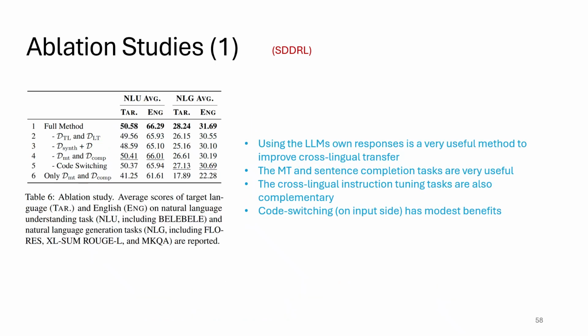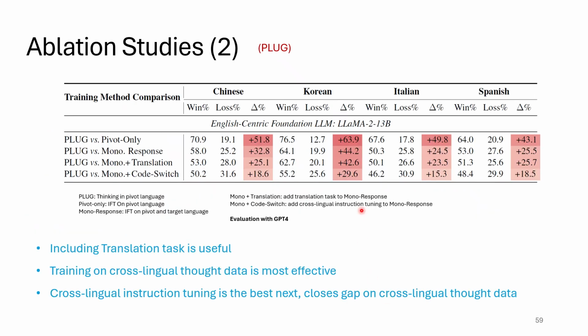So these ablation studies also show that using the LLM's own responses is useful. The MT and sentence completion tasks are also useful. Cross-lingual instruction tuning and code switching, all these have different benefits. Another study also shows that the translation task is useful. Training on cross-lingual thought data is effective. Cross-lingual instruction tuning, while not as effective as cross-lingual thought data, still can close the gap with cross-lingual thought data.